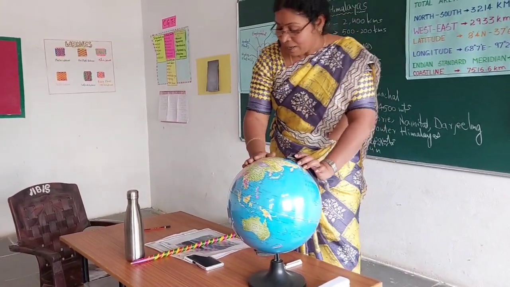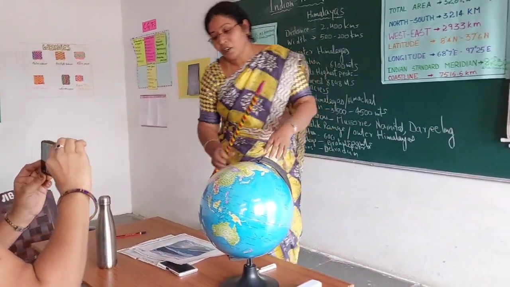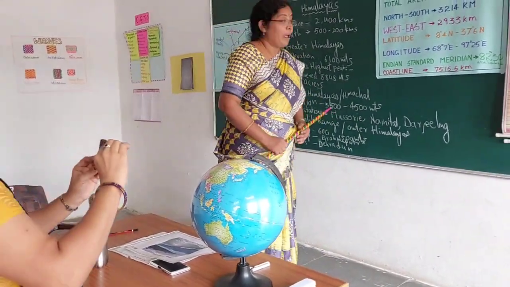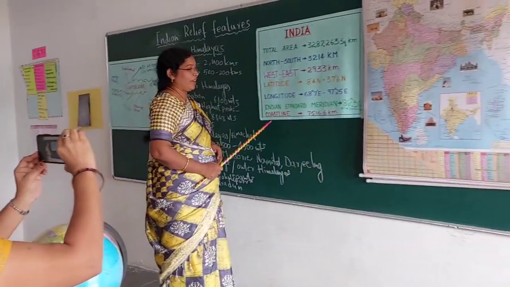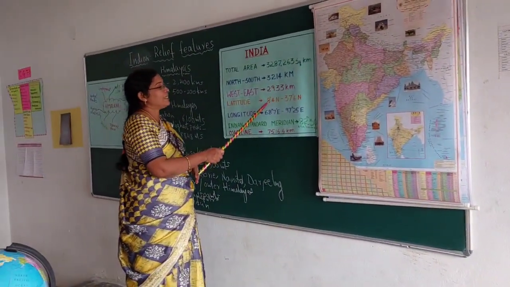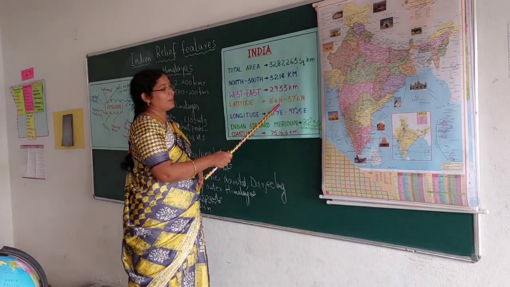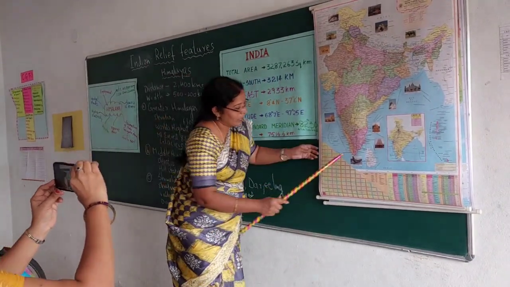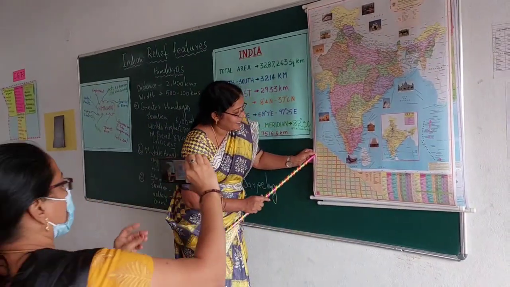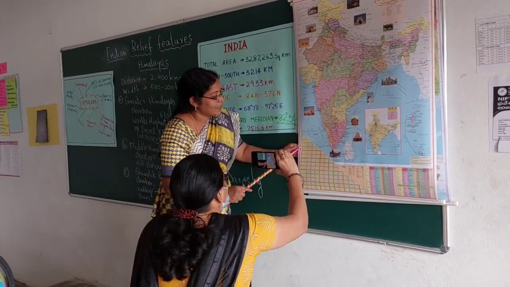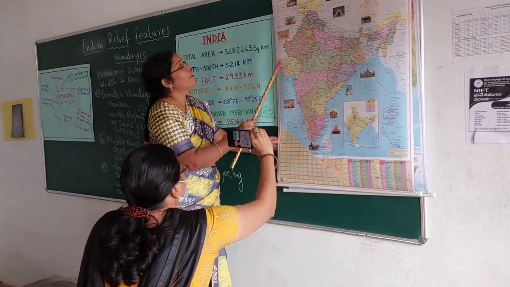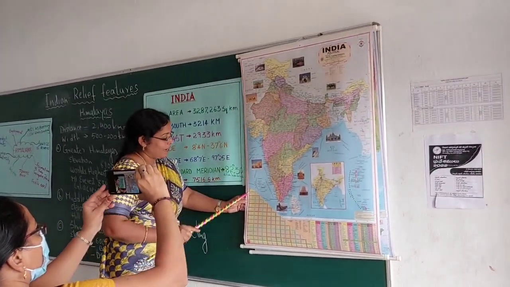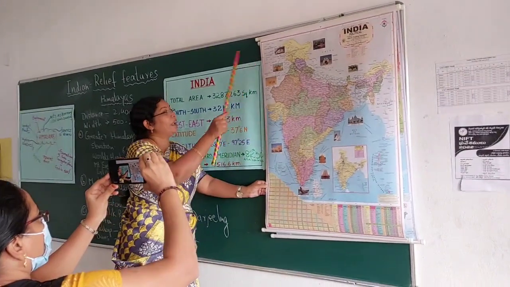So, let me explain the extension of our country India on these latitudes and longitudes. When I see the extension of our country, the latitude extension is 8 degrees 4 minutes north to 37 degrees 6 minutes north latitudes. So if we see the map, here is 8 degrees, these are the lines of latitudes. If we go up, 34 and this is 36 degrees. So this is the latitude extension of our country.